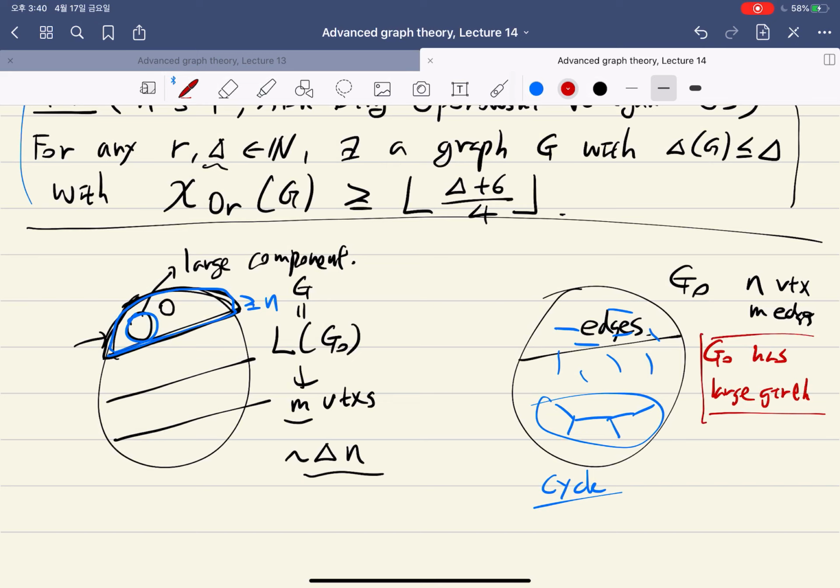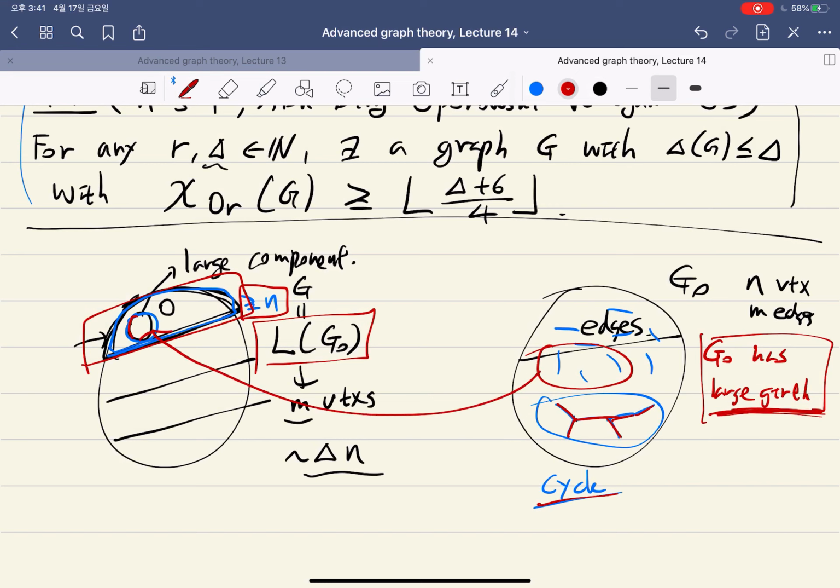then we take a large girth graph and then take its line graph. If somehow we prove that some color class has size at least n, then that corresponds to n edges here, so there must be a cycle, and that cycle must be long because of the large girth. That will correspond to a large component here, because the edges in the cycle are all incident to each other, so they must belong to one component, which is large.